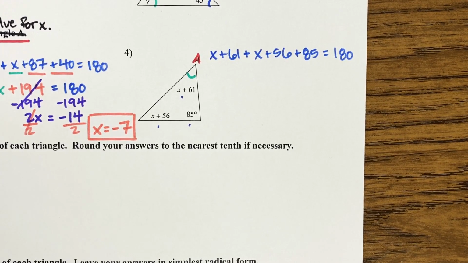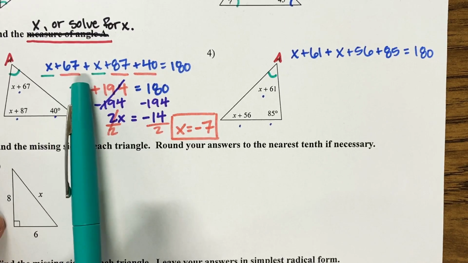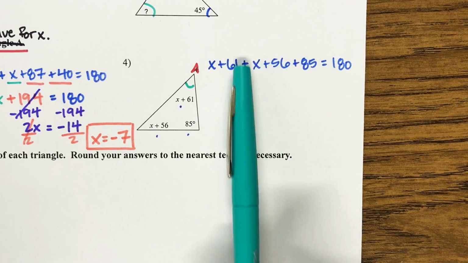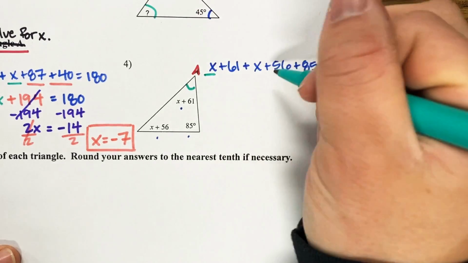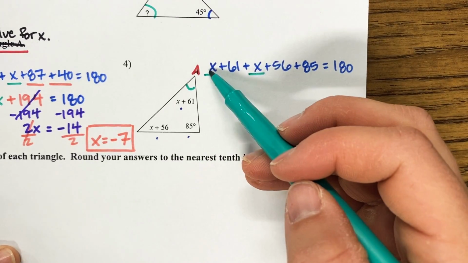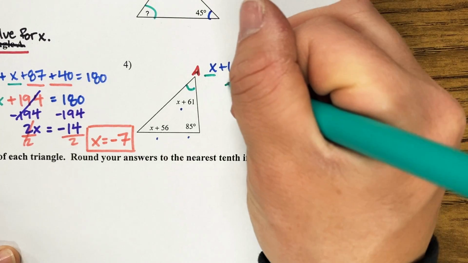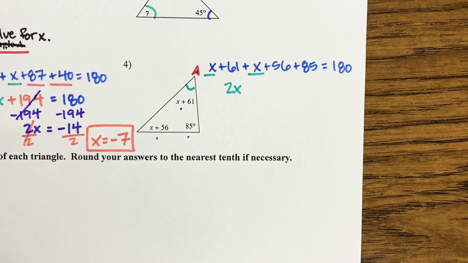Okay, next step, just like in our number 3, we need to combine like terms. Make this side of our equal sign a little smaller. Okay, so I see an x here and an x here. So 1x plus 1x is going to give me 2x.